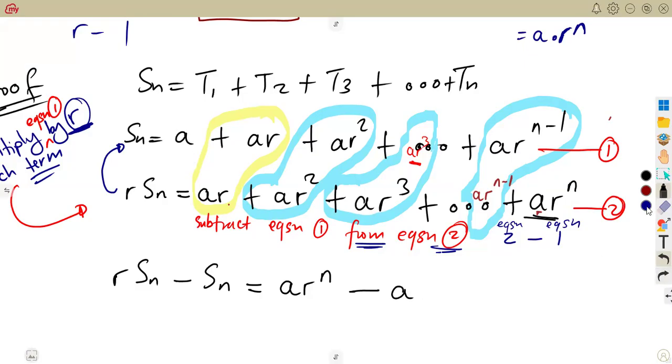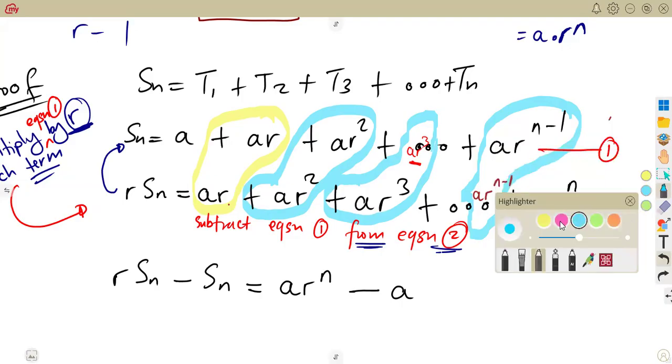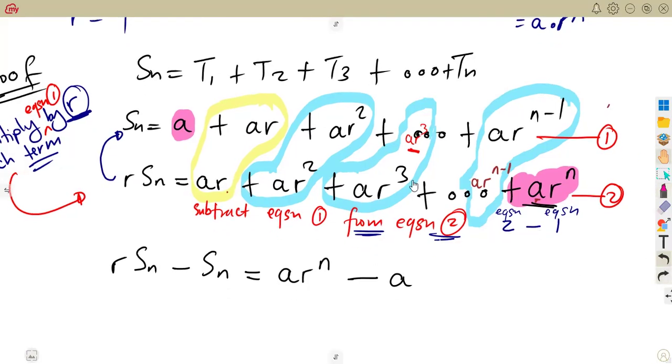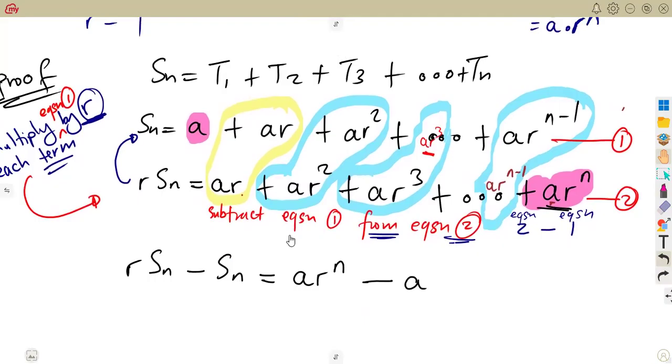Remember, there's an a that we left. So we are just subtracting the remaining parts. We remained with a from the first one. It did not cancel. This one never canceled, this ar to the exponent of n. So it is going to be equation 2 minus equation 1. So this is where we are. We are almost there. It was just something else.